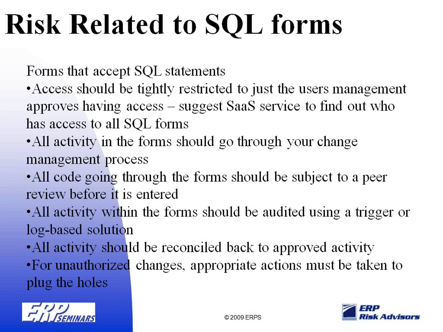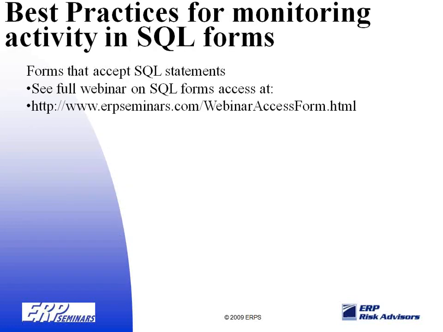And then, from an auditing perspective, all activities should be reconciled back to proven activity. It should be a 100% sample size. You shouldn't take the risk of a smaller sample size. And then for unauthorized changes, appropriate actions must be taken to plug the holes, and that could be a variety of different actions that need to be taken.